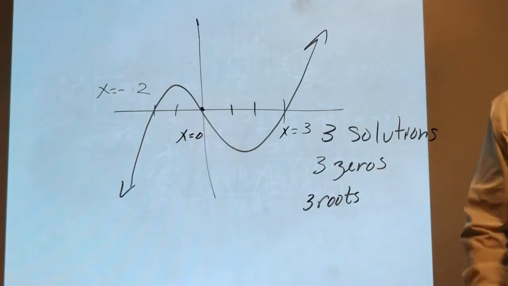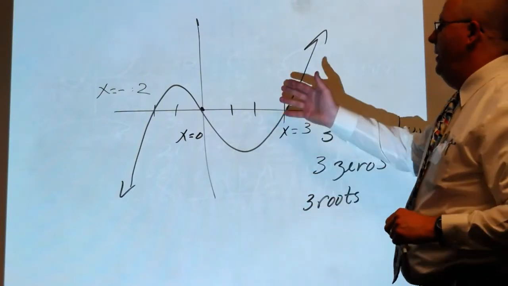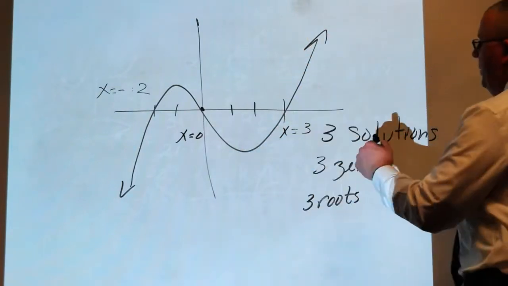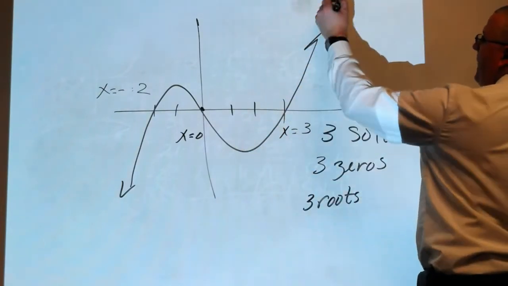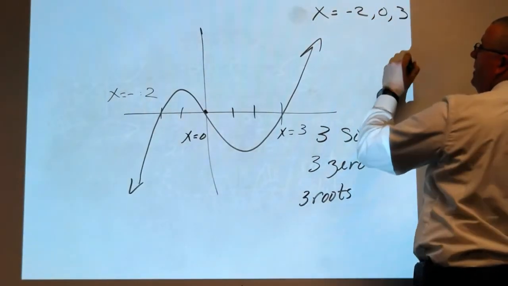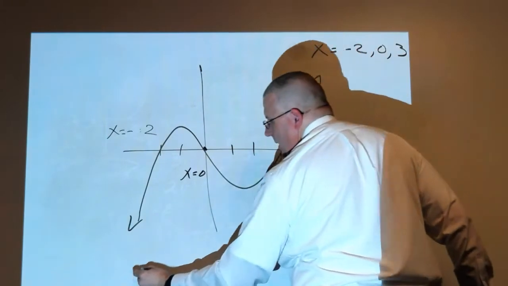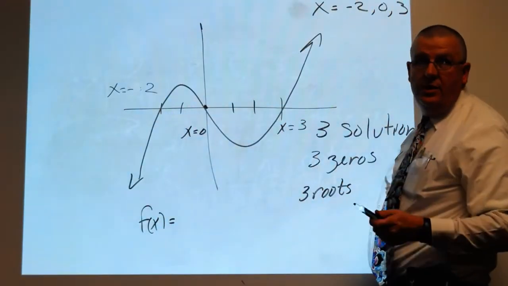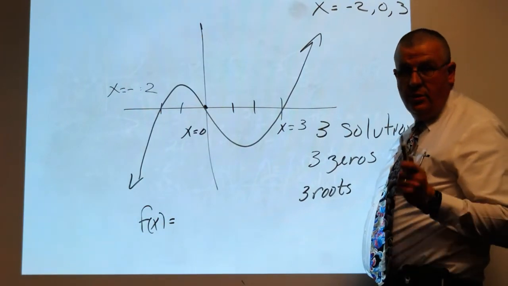There's a polynomial function. In fact, there's several polynomial functions, an infinite number of polynomial functions that would go through this. But I can rewrite this. Here I have solutions x equals a negative 2, 0, and 3. If I want to come up with a function, f of x, that would have these roots and these solutions, watch this, this is so simple. So very simple.